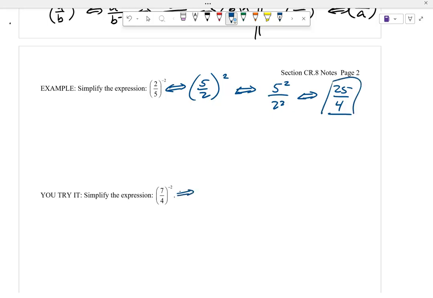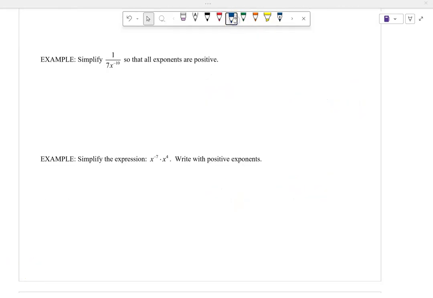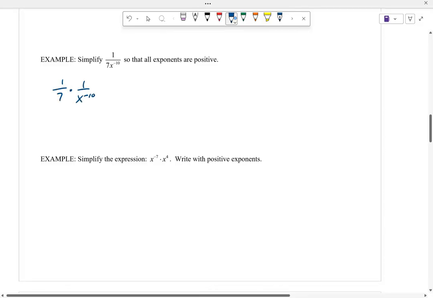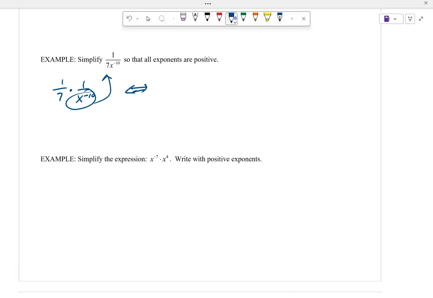7/4 to the negative 2. If you want to pause the video and check yourself on that. Well, this next one we got 1 over 7, I'm going to write this way, times 1 over x to the negative 10. All right, well, that x to the negative 10 is on the bottom. That's going to go up for us and become x to the 10. And then we just multiply the 1 times x to the 10, x to the 10 over 7.